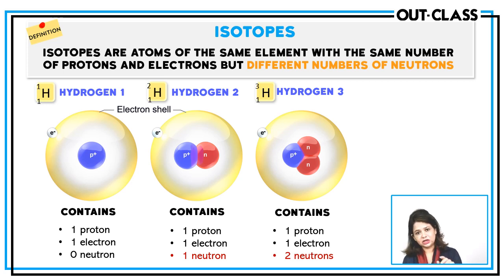This is a catch. It often happens that they give isotopes mixed with ions. So you should not select an ion as an isotope. Okay. So these are the 3 isotopes of the hydrogen atom: hydrogen 1, hydrogen 2, and hydrogen 3. You should know their names as well. Hydrogen 1 is known as protium.